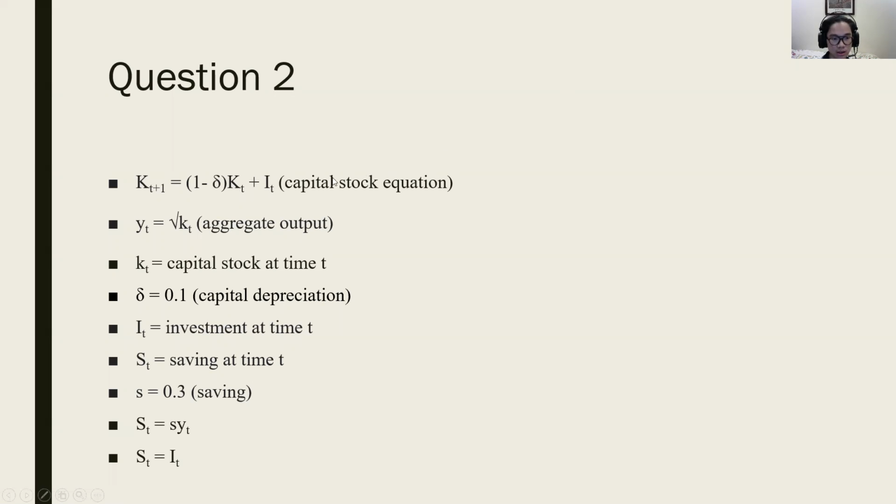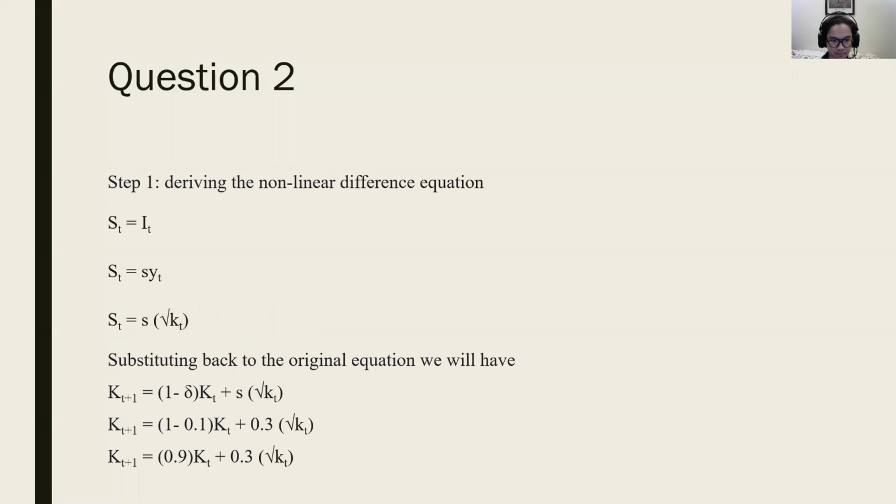Here we have K_{t+1}, the equation for K_t that evolves over time. We also have Y_t, the aggregate output, and K_t, the capital stock. Delta here is 0.1, the capital depreciation. I_t is investment at time t. Big S_t is the saving at time t. And then small s is the constant saving proportion, 0.3. We also have S_t equals s Y_t, and S_t equals I_t.